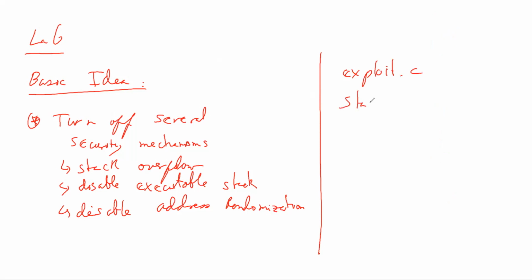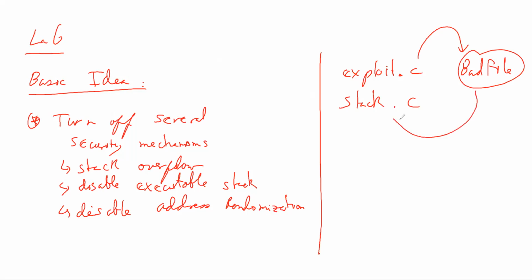exploit.c and stack.c. Exploit.c simply creates bad file. And then stack.c simply reads. So this one writes and creates it basically. This one reads it, so that we don't have to type that really long code injection of size 517. Instead of having to do that, we just conveniently read it from bad file.